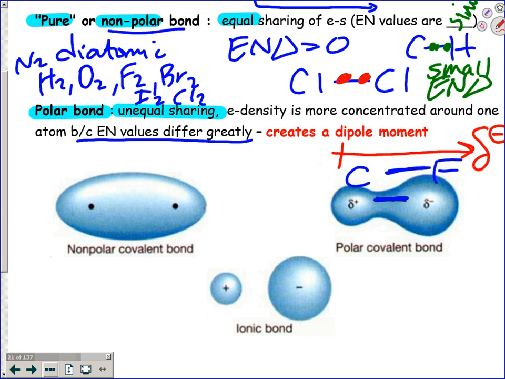Okay. So on the other side, do you see this like, oh, positive region? It's like a plus sign. Guess which side that is? Partial positive. Okay.